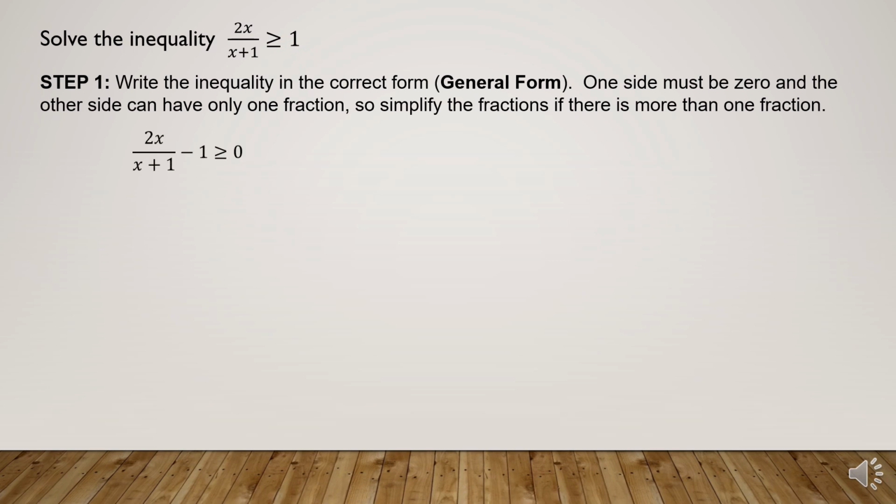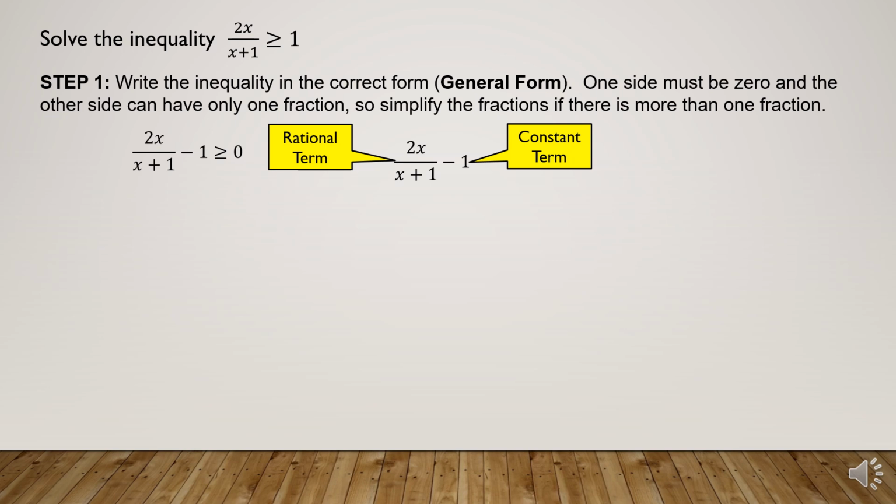So we have 2x over x plus 1 minus 1 is greater than or equal to 0. Then you have observed that on the left side of our inequality, we have two expressions: the rational term and the constant term. So we need to combine these two terms to make a single expression. To do that, we need to find the LCD first. Since there is only one denominator, which is x plus 1, the LCD is x plus 1.